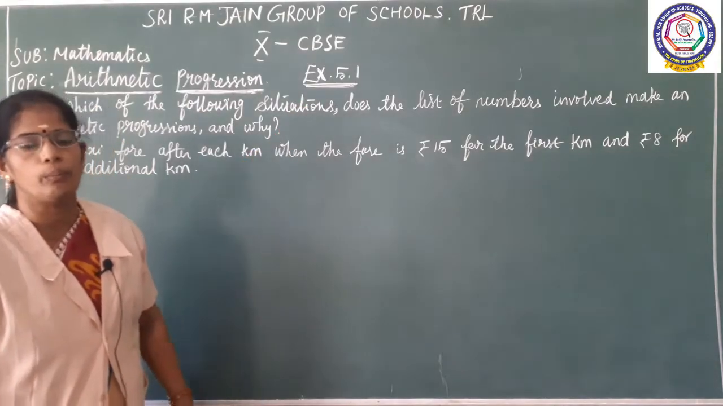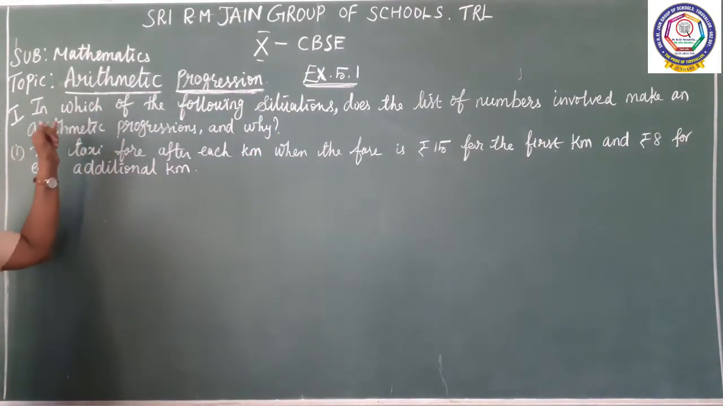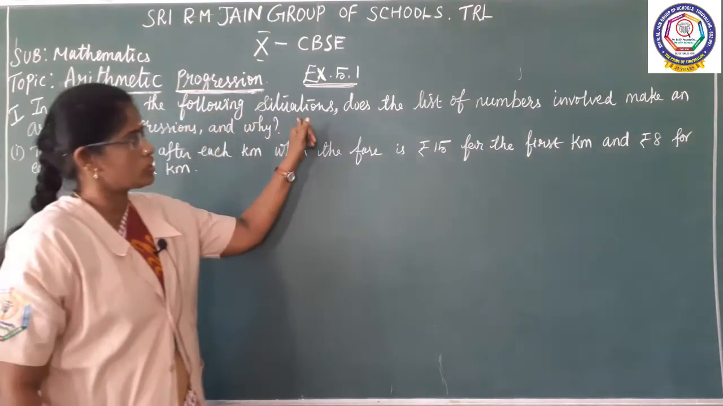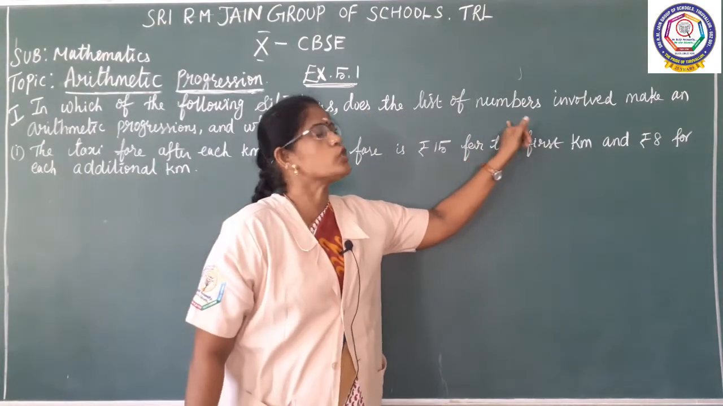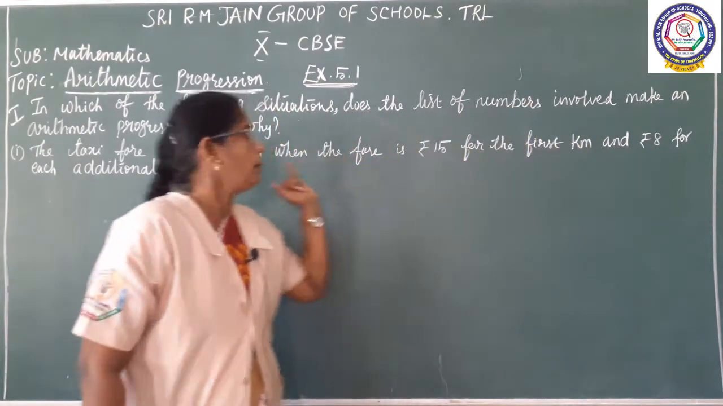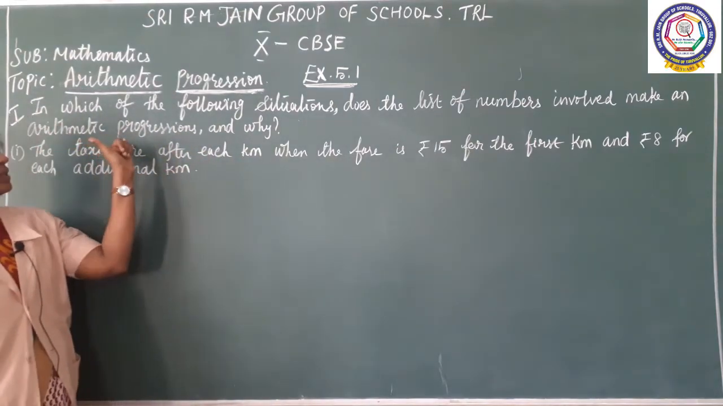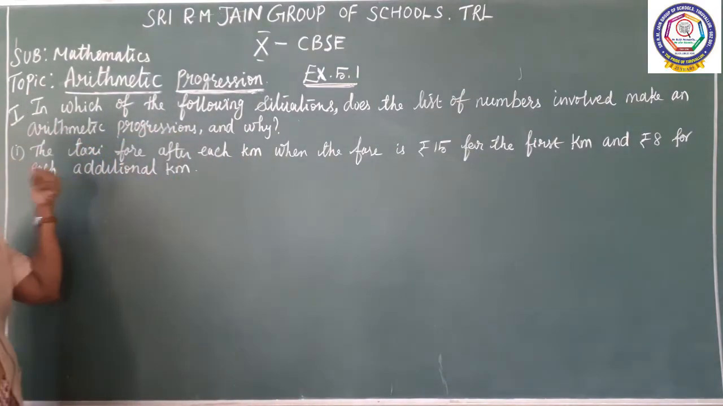Today we are going to see about 10th standard CBSE Maths topic arithmetic progressions. Exercise 5.1. First question. In which of the following situations does the list of numbers involved make an arithmetic progression and why? So first subdivision.